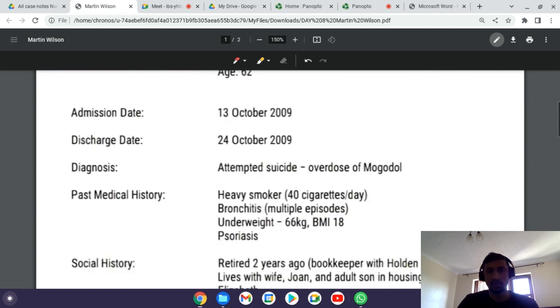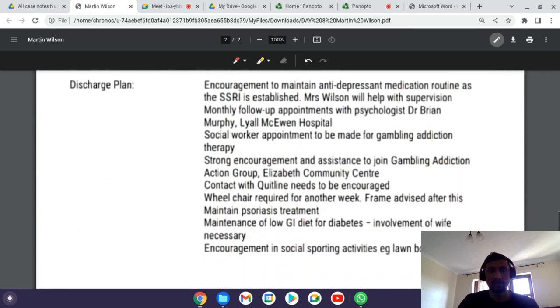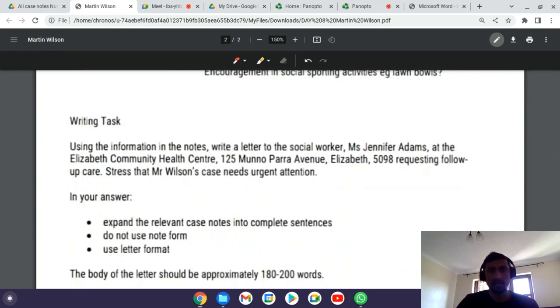You can see what the writing task is here. It is given that, using the information in the case notes, write a letter to the social worker, Miss Jennifer Adams, at the Elizabeth Community Health Center, 125 Manopara Avenue, Elizabeth 5098, requesting follow-up care. So there are usually two pieces of information in the writing task. That is, to whom we are writing. And what is the second one, please? Anyone can tell me.